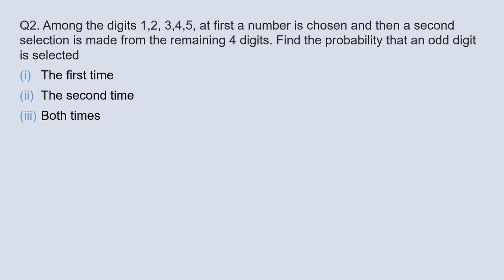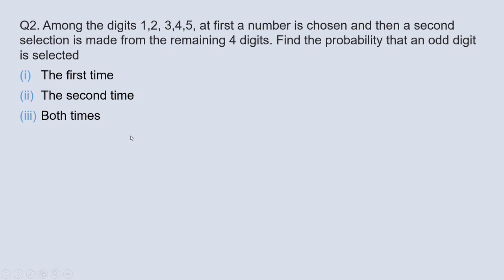Now let us see the next question. Among the digits 1, 2, 3, 4, 5, at first a number is chosen and then a second selection is made from the remaining 4 digits. That means first we have selected a number from these 5 digits. Then since we have selected one digit, one number has gone. Now from the remaining 4 digits, the second selection is made. So find the probability that an odd digit is selected the first time, the second time, and both times.